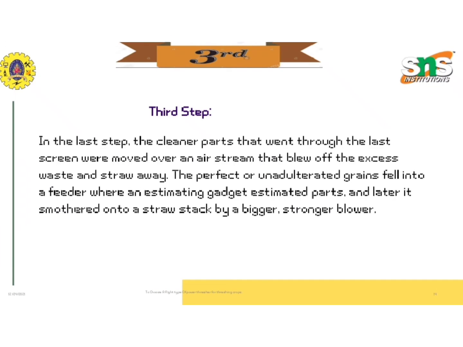Then finally, the third and last step, the cleaner. The pot then went through the last screen, where it was moved over an air stream that blew the excess waste and straw away. The perfect or unadulterated grains fell into a feeder and then into an estimating pot, and later it was smoothened onto a straw stalker by a bigger, stronger blow.